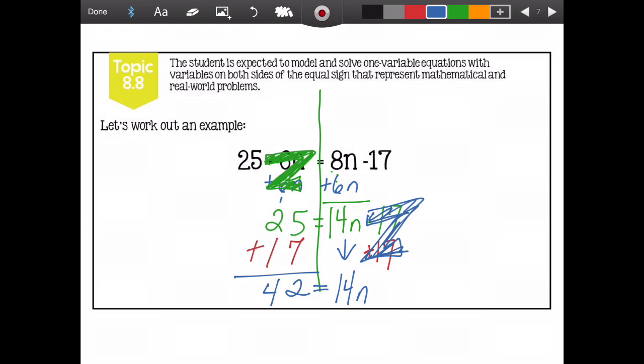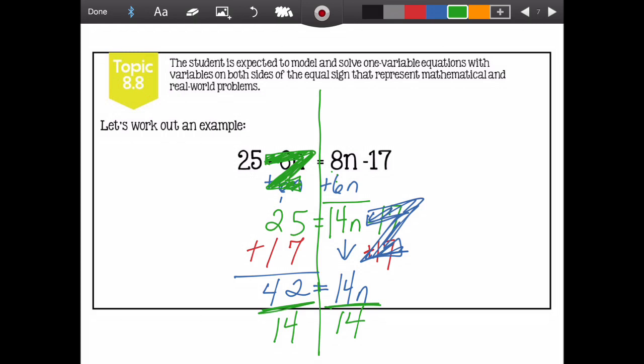Now, 14 and n are held together by multiplication because they're side by side. 14 is the coefficient, n is the variable. Multiplication is holding them together. The inverse operation of multiplication is division. So now I want to divide by 14 on both sides.